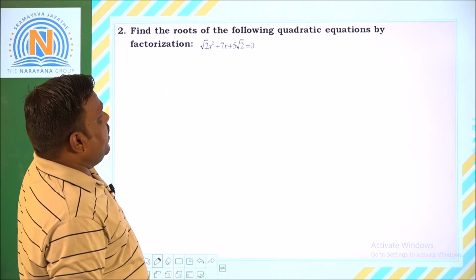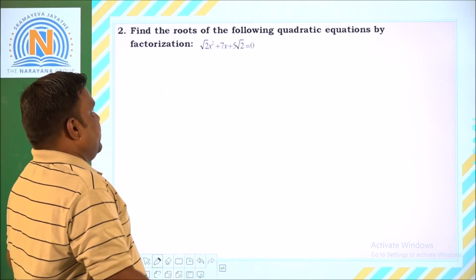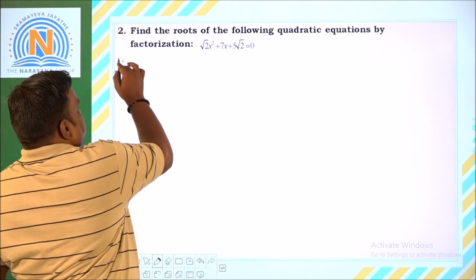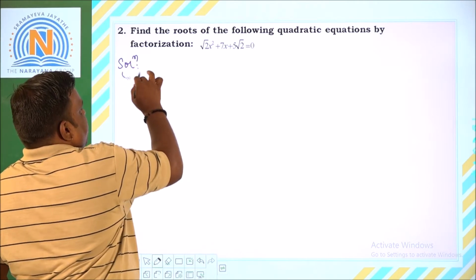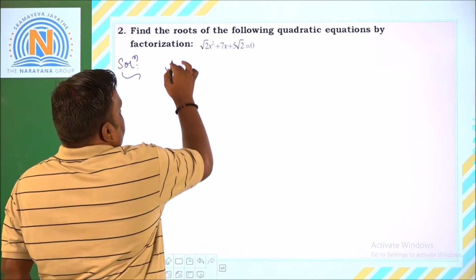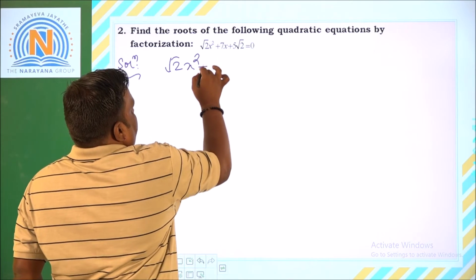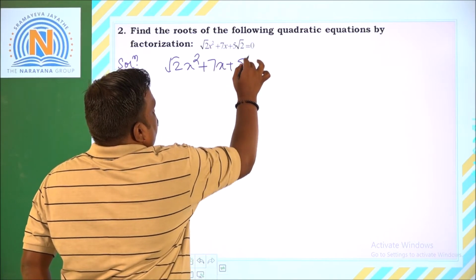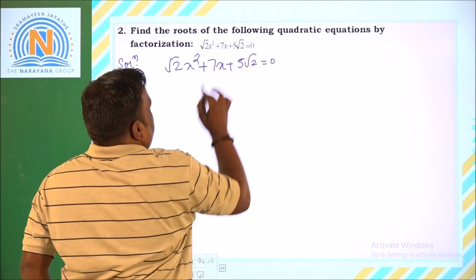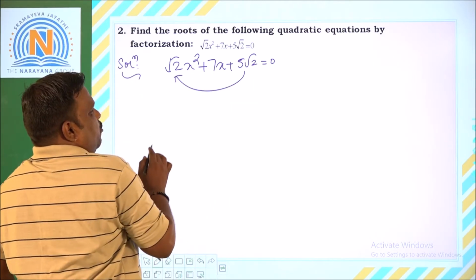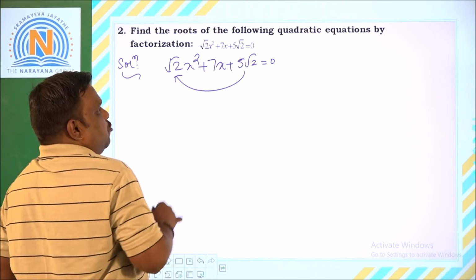Find the roots of the following quadratic equation by the factorization method. So with the help of the factorization method you have to find the roots of this. So first, what is our given equation? Root 2 x square plus 7x plus 5 root 2 equal to 0. Now multiply the first and last term including sign. Root 2 into root 2 is 2, 2 into 5 is 10.